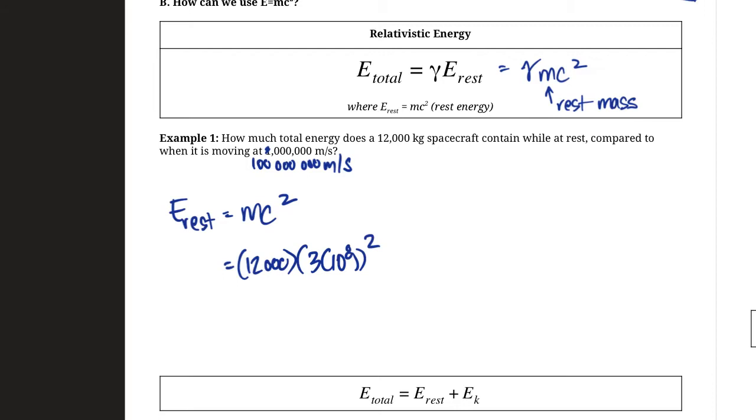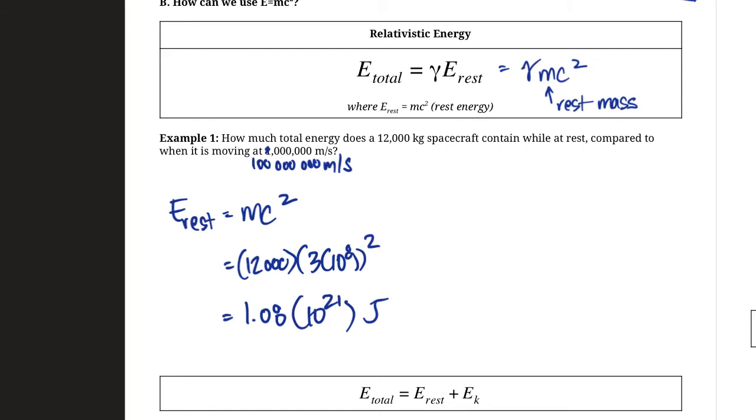And when we do that, we get that the rest energy is 1.08 times 10 to the 21 joules. So that's a lot of energy. And remember, what that energy represents is the energy in all of the makeup of that spacecraft, right? So all of the mass of the spacecraft contains that much energy. So that's good for the rest energy.